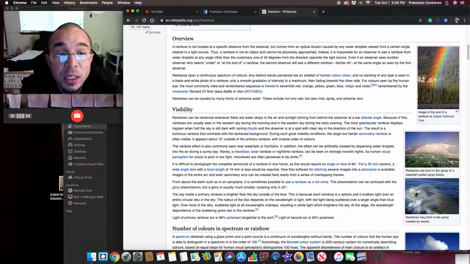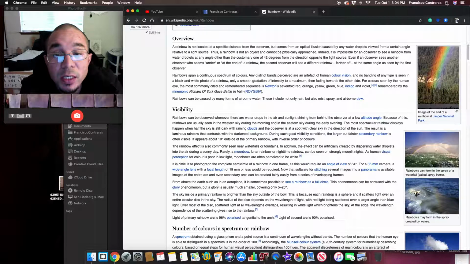Indeed, it is impossible for an observer to see a rainbow from water droplets at any angle other than the customary one of 42 degrees from the direction opposite the light source. Even if an observer sees another observer who seems under or at the end of a rainbow, the second observer will see a different rainbow farther off at the same angle as seen by the first observer.